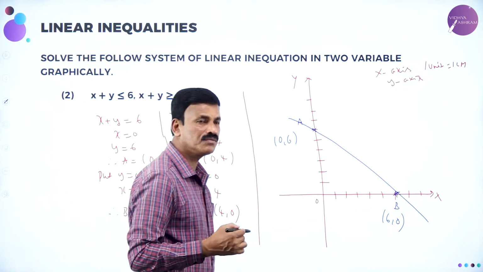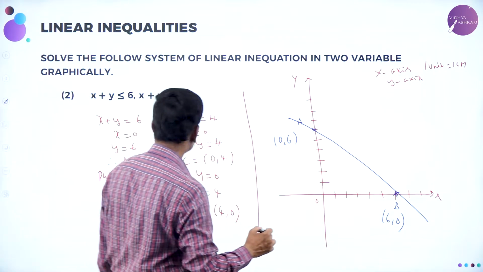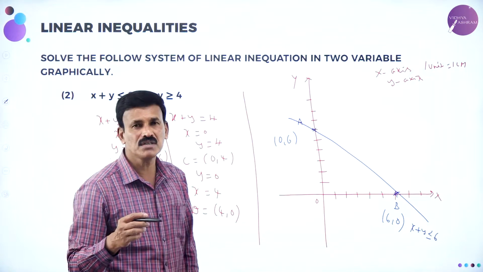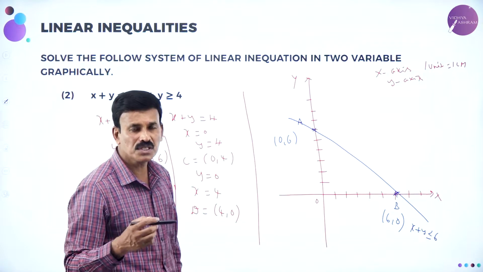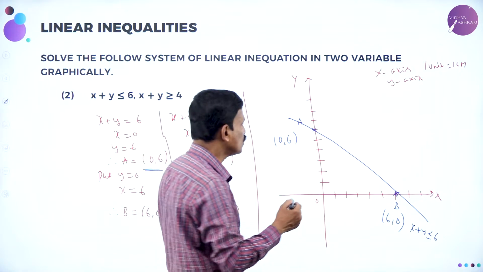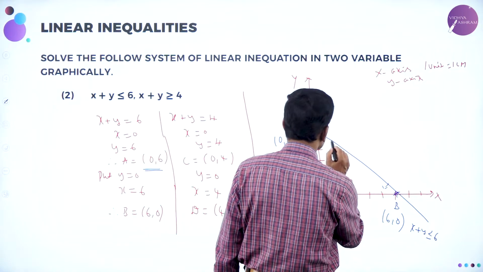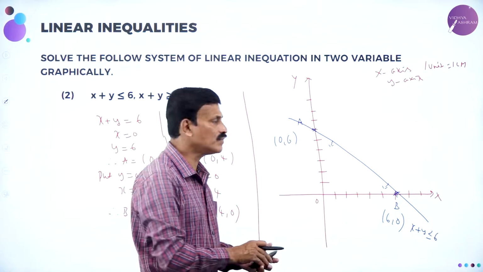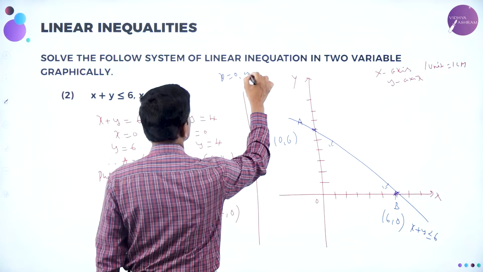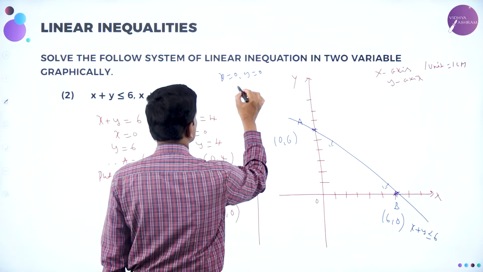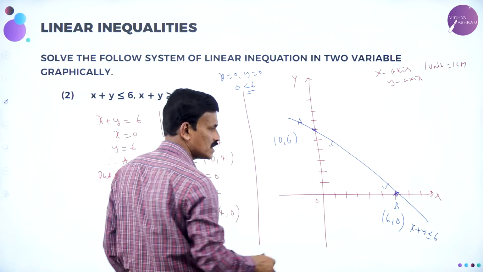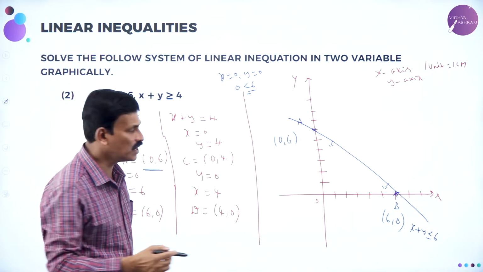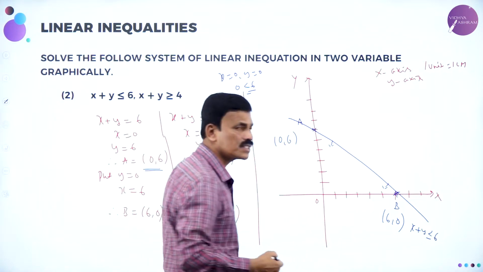We draw a solid line for this equation, x plus y less than or equal to 6. If the inequality is less than or equal to, the feasible region is towards the origin. That is because if you put x is equal to 0 and y is equal to 0, then 0 plus 0 is less than 6, which is definitely true. Therefore, the shaded region is towards the origin.